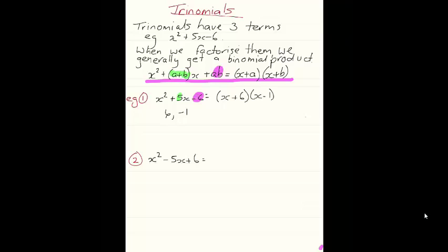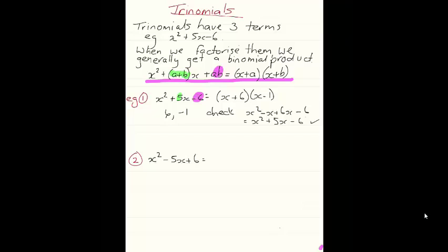Now whenever you're doing these factorizations, I want you to stop and check: multiply it back out and make sure that you get what you started with. So x times x would be x squared, x times minus 1 is minus x, 6 times x is plus 6x, 6 times negative 1 is minus 6. So we end up with x squared plus 5x minus 6. So that's how we know, yep, we factorized that correctly.